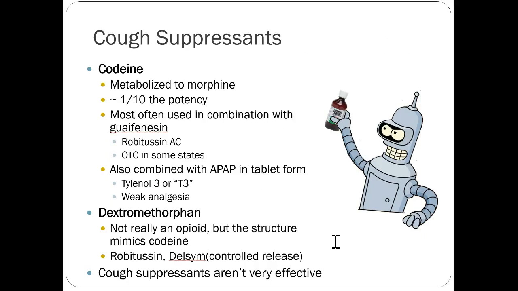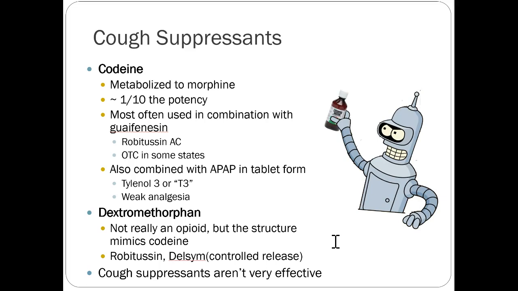All right, codeine. I didn't talk about codeine directly. Codeine I consider more of a cough suppressant than an analgesic medication. Opioids do suppress cough. It's metabolized to morphine, 1/10 of the potency, most commonly used in combination with guaifenesin. So you have Robitussin AC, OTC in some states, C5 in Minnesota. Also combined with acetaminophen in a Tylenol form, with the brand name T3 is what you'll commonly hear.